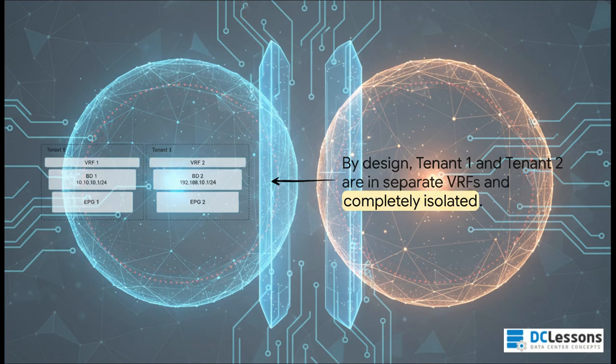You can just think of them as virtual routers. So tenant 1 and its VRF, they exist in a totally separate universe from tenant 2. I mean, they have their own independent routing tables, and by default, there is absolutely no way for traffic to cross between them. And you know what? For security, for multi-tenancy, this is fantastic. It's exactly what you want.